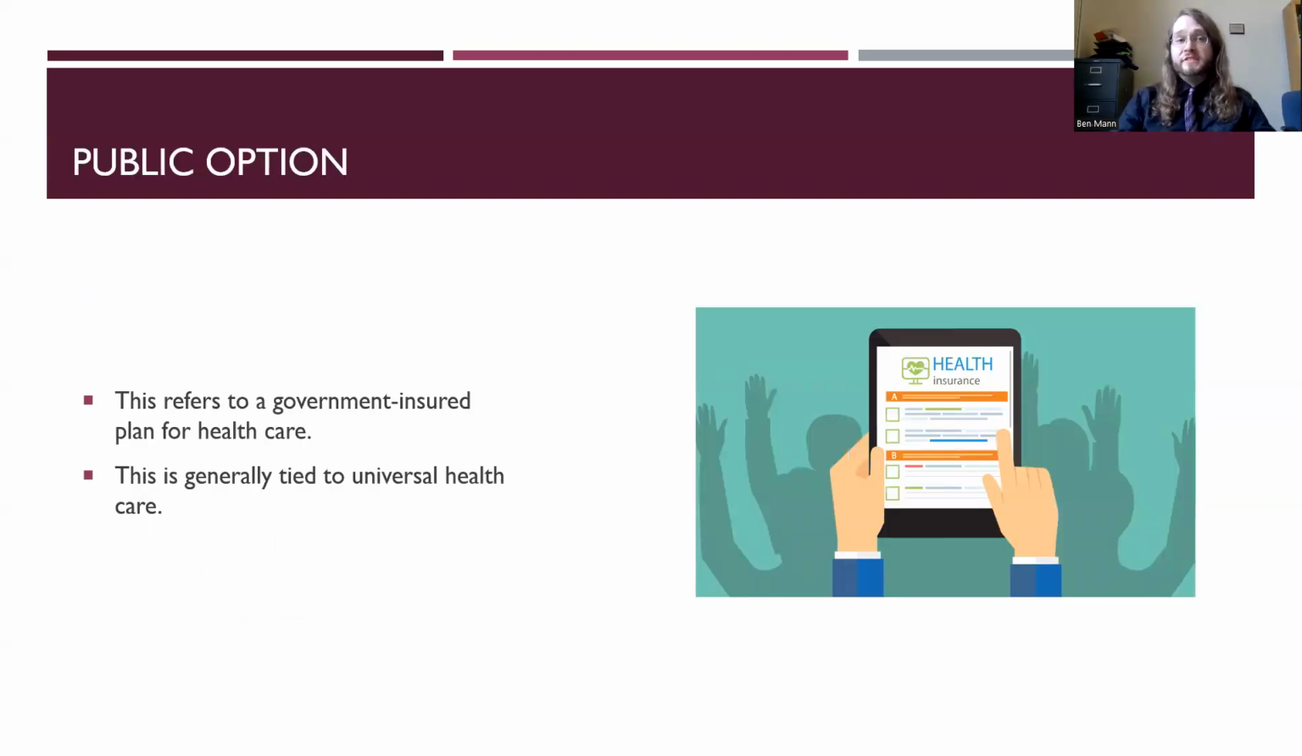Public option is also something that gained a lot of attention, particularly in the 2010s when the Affordable Care Act was being debated. There was a public option that was added as an amendment, but then removed as the bill went through the motions, which refers to a government-insured plan for healthcare that's generally seen as tied to universal healthcare. That is, in navigating a marketplace or healthcare system, there's a variety of options. One of those options is funded by the government in an effort to make that option competitive to other means of healthcare that private companies might be giving.